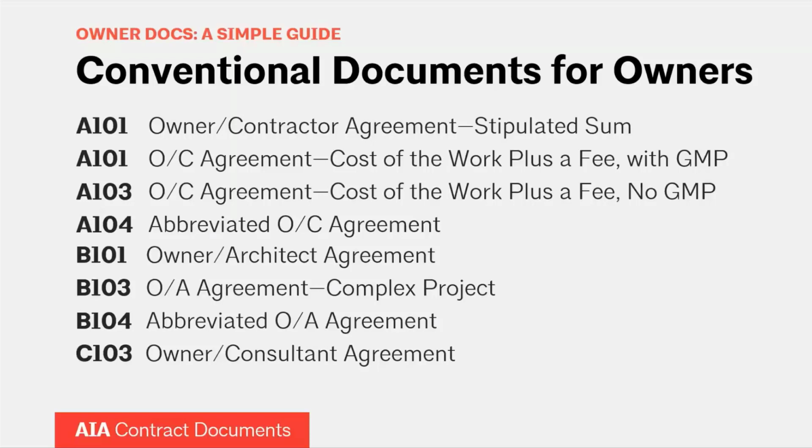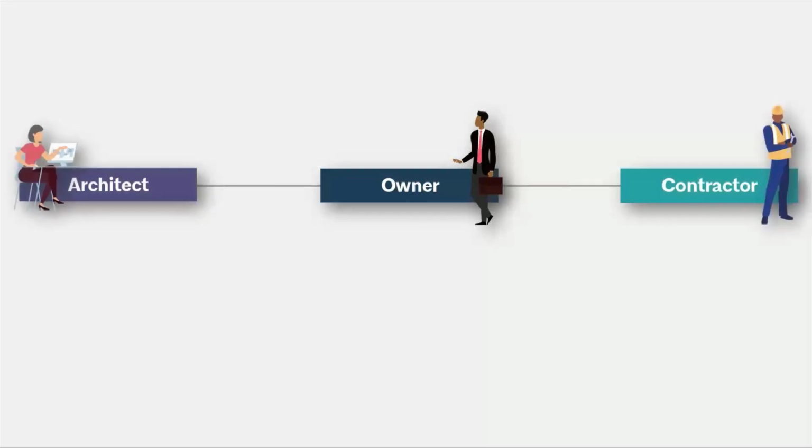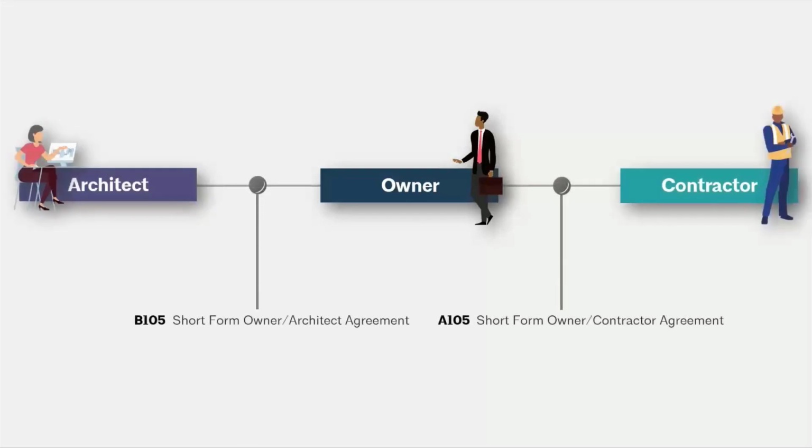Thank you, Ben. And Ben hinted at a few things that we're going to be getting into a little bit later, the first of which being the small projects documents, which are essentially documents that are really short. They're stripped down to the essentials for really small, straightforward projects. You're still going to have the same prime parties here, but you're going to have these short form agreements to form those relationships, that being the B105 and the A105, depending on whether you're forming the relationship with the architect or the contractor. And again, these are very short.